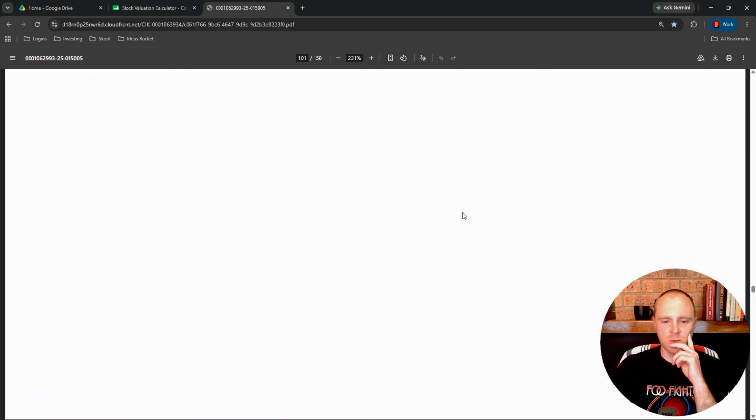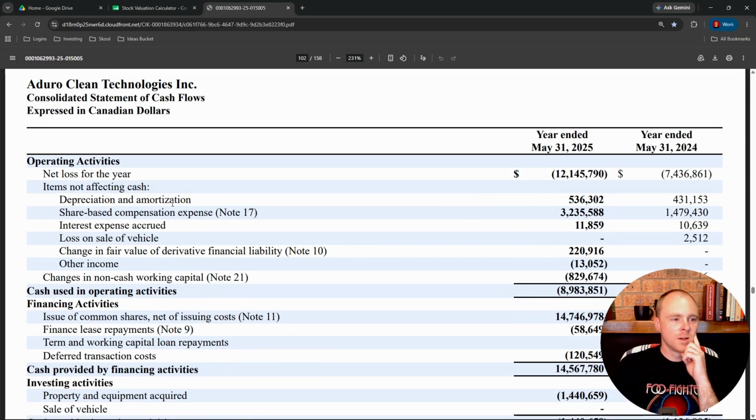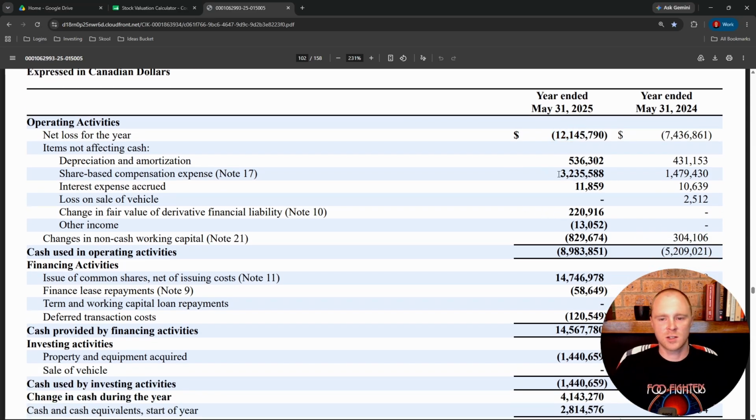Let's have a look at the cash flow statement. Our net loss for the year, 7.4 million in 2024 and 12.1 in the latest year. Now, share-based compensation expense. So that is just money that's been set to the side, hasn't actually been paid to the management team. What else have we got? We get cash used in operating activities of 5.2 and 8.9.